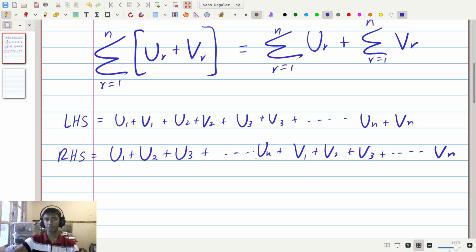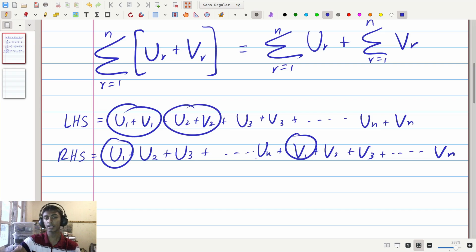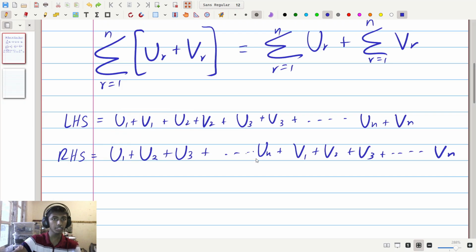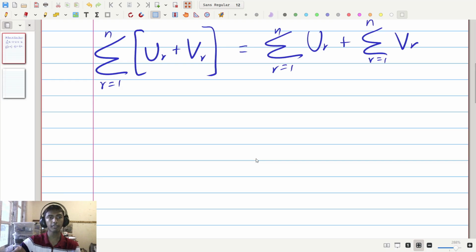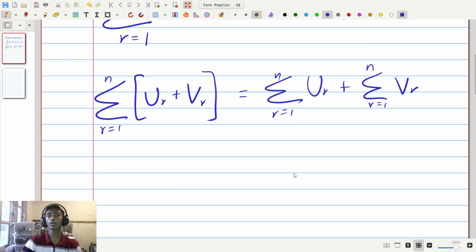If we look at these two terms, we can see that the sum on top has the u1 plus v1, the bottom also has u1 and v1. The next term in the above sum on the left hand side is u2 plus v2. The bottom sum contains u2 and v2, and if we keep doing this, we can see that both of these sums are equivalent to each other.